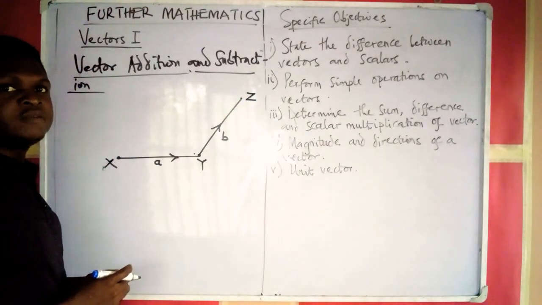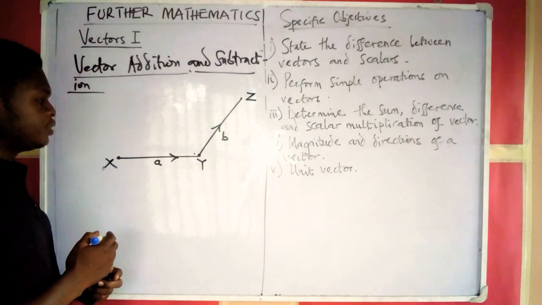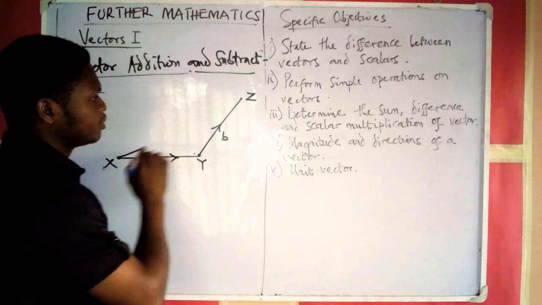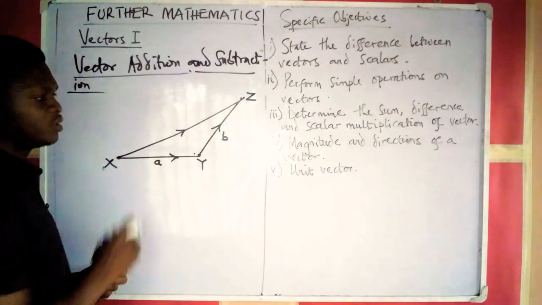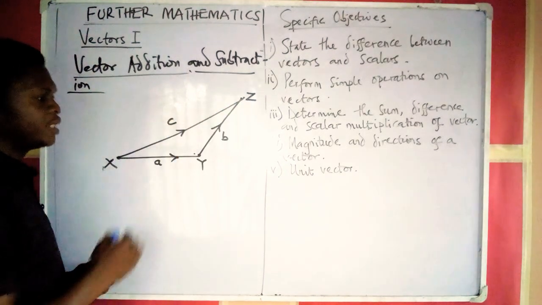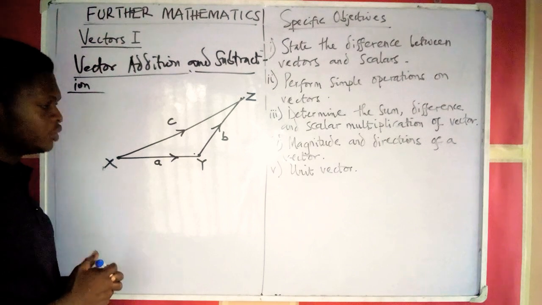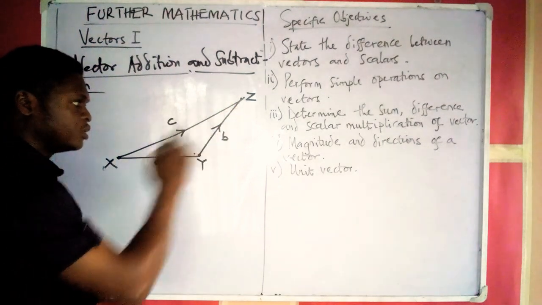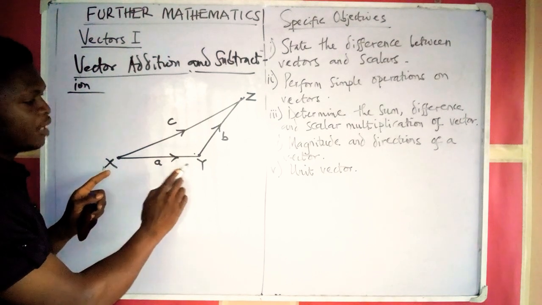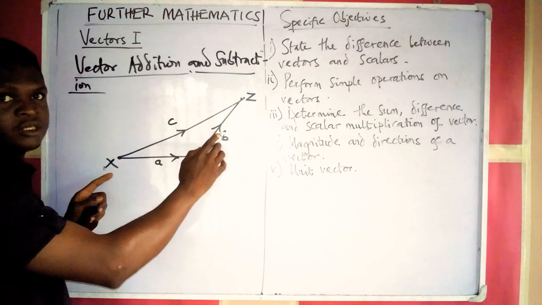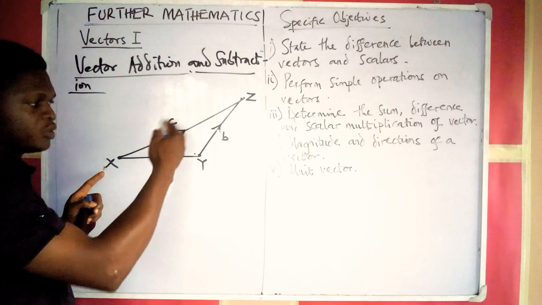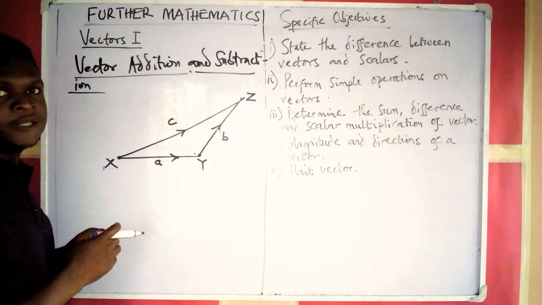So the resultant vector will simply be the same thing as moving from X to what? Z. So this is the resultant vector. In the sense, I can call this distance from X to Z the letter C, showing the resultant vector. Meaning that A plus B is equal to C, because for me to travel from X to Y, which is A, and from Y to Z, which is B, is the same thing as traveling from X to what? Z. That's the shortest distance. So that is the resultant of these two vectors here.